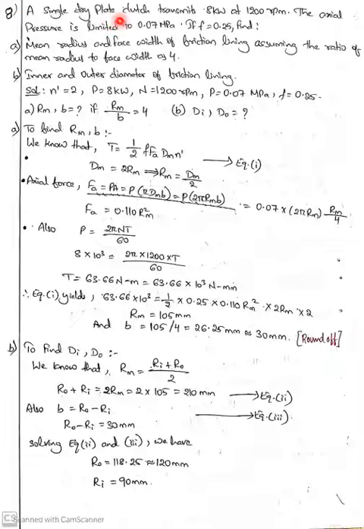So next is a single dry plate clutch that transmits 8 kilowatt at 200 rpm. The axial pressure is limited to 0.07. Find the mean radius and face width of the friction lining, assuming the ratio of mean radius to face width is 4. What is he telling? Mean radius to face width. And also the inner and outer diameter of the friction lining. Okay, so let's see how to solve.